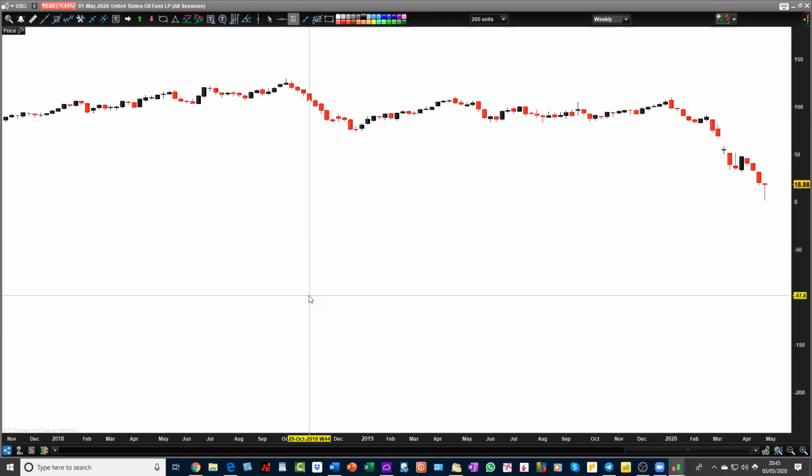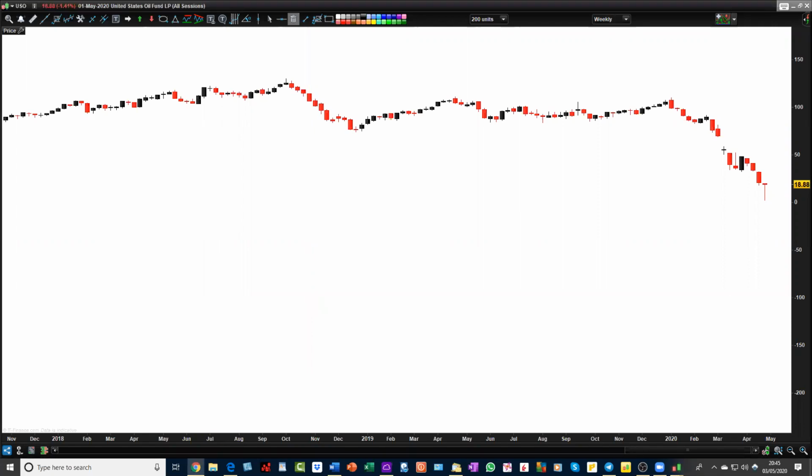USO warnings after 80% drop. Warnings are blaring everywhere about the dangers of owning the US oil fund, the star-crossed security for tracking crude. On Main Street, investors say they understand the risks and aren't deterred by them. Retail investors piled in as oil prices plunged amid an unprecedented supply glut. But the ETF's popularity with mom and pop fanned concern that individuals don't understand the structure of USO, which tracks futures rather than just the price of oil.